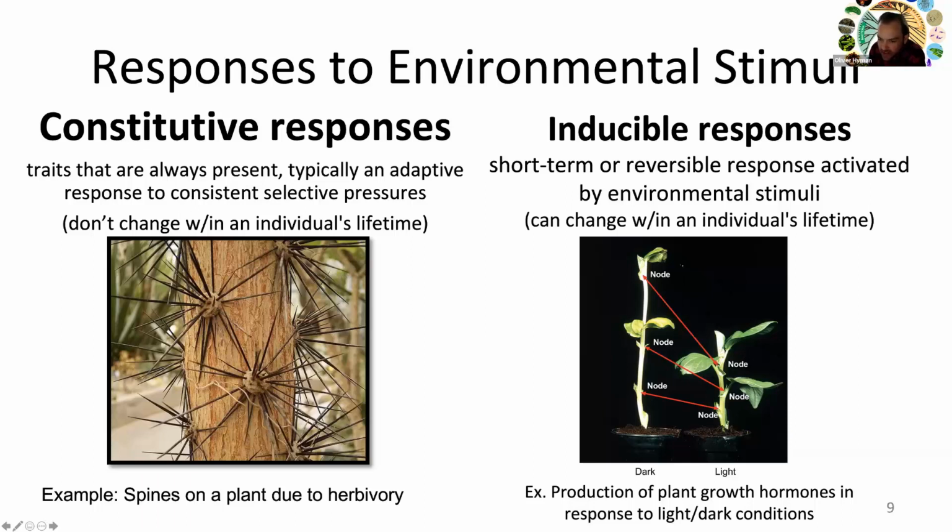But if you grow this same plant in the dark, it can grow really, really long and have a long distance between these individual nodes. And that's because it's trying to reach the light. So it's getting less light, and as a response, it's producing different hormones, and that's causing it to grow in a different way. But if you took the same plant and put it into a light condition, all of a sudden those nodes would stop growing so long, and the plant would start growing like this. And so that response can change within an individual's lifetime. It's a short-term or reversible response. So an induced response versus a permanent response, like spines.